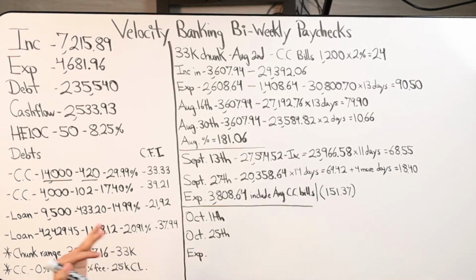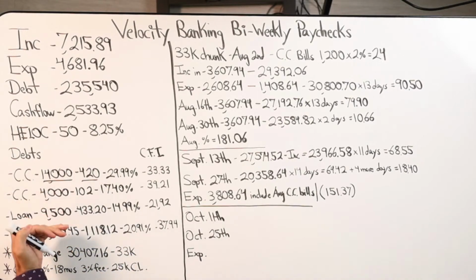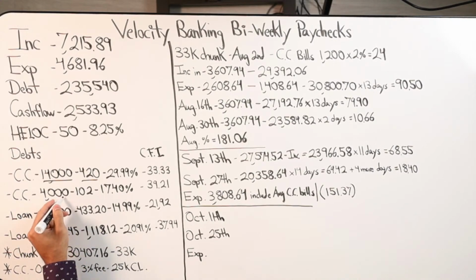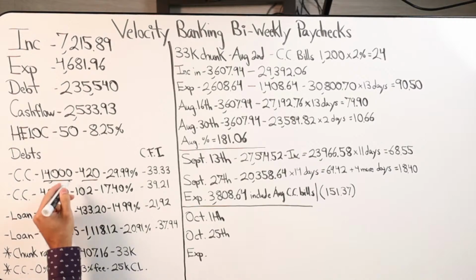In the debt snowball world, if we were to tackle these debts in the form of debt snowball, we would start with lowest debt to highest debt. So it would be 4,000, the 95, the 14, and then the 42. That's how that would work.